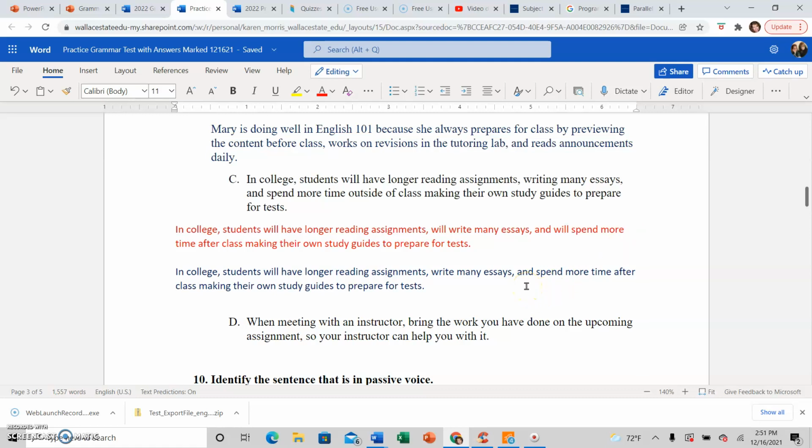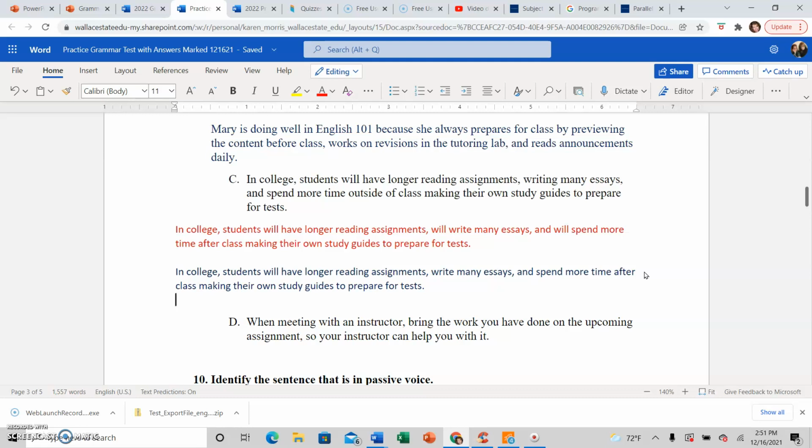I doubt if anyone would count off if you just used the helping verb or the linking verb will one time at the beginning and then use the consistent verb form for the next two actions as well, or all the subsequent actions, which would look like the blue sentence. In college, students will have longer reading assignments, write many essays, and spend more time after class making their own study guides to prepare for tests. So the verbs that needed to be in parallel structure that were not and now are have, write, and spend. So we cleaned that up.